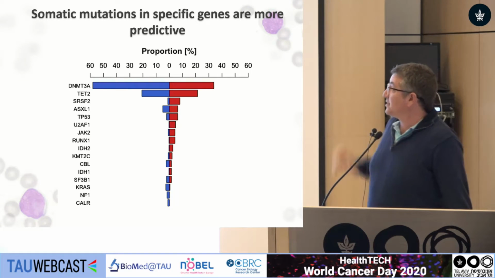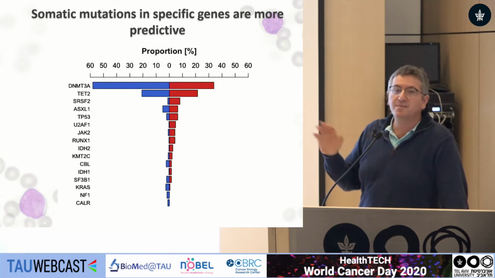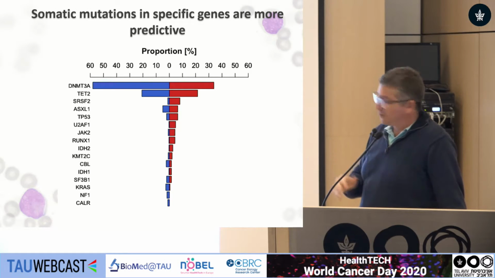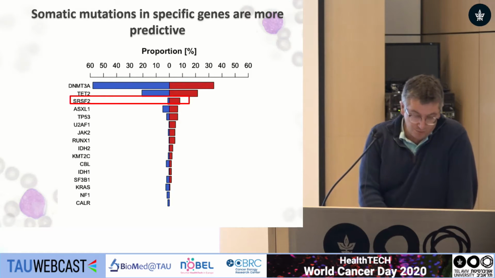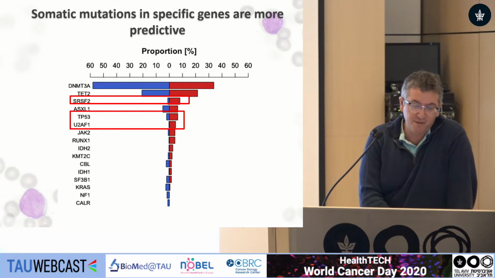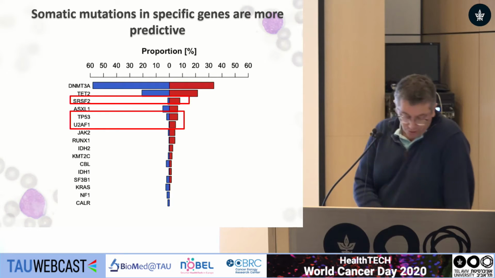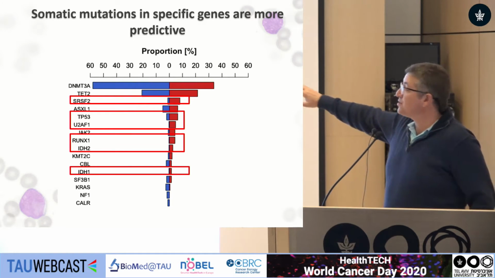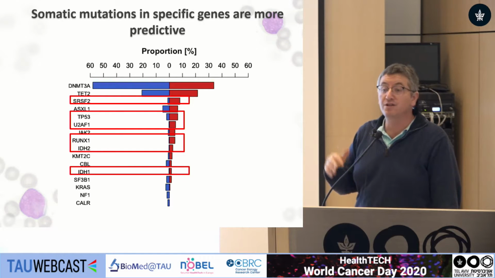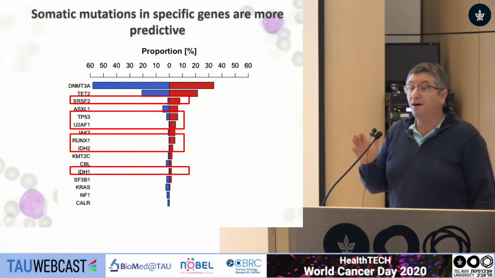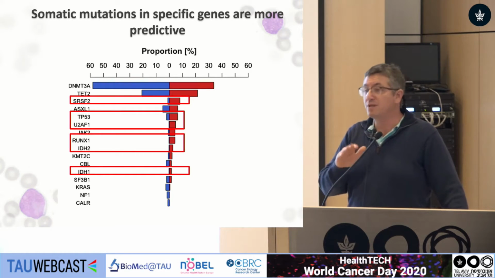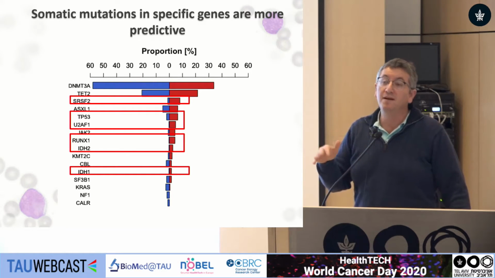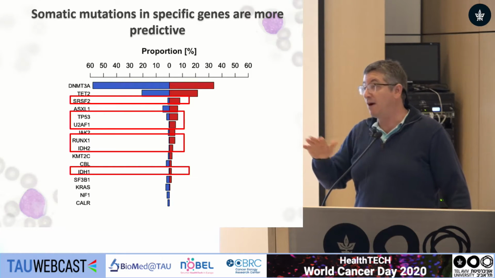Then the next step was to try to see whether specific genes are differentially represented between the cases who develop leukemia and the controls. And what we found is that several genes like SRSF2, U2AF1, TP53, RUNX1, IDH2, and IDH1 were almost exclusively found in the individuals who eventually develop leukemia. So there are some genes that, if you find them in healthy individuals, that means that almost 100% they will develop leukemia in their lifetime. That means in around 8 years.